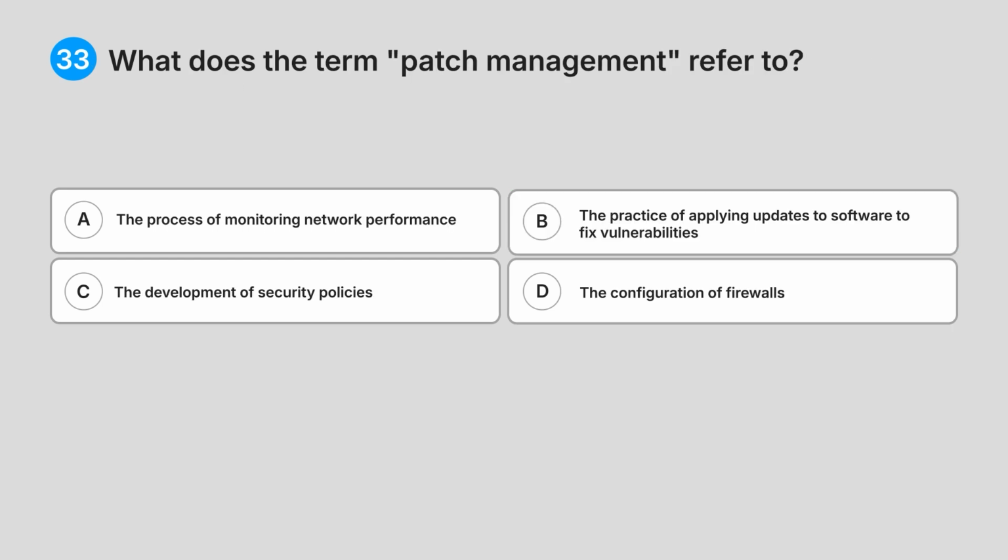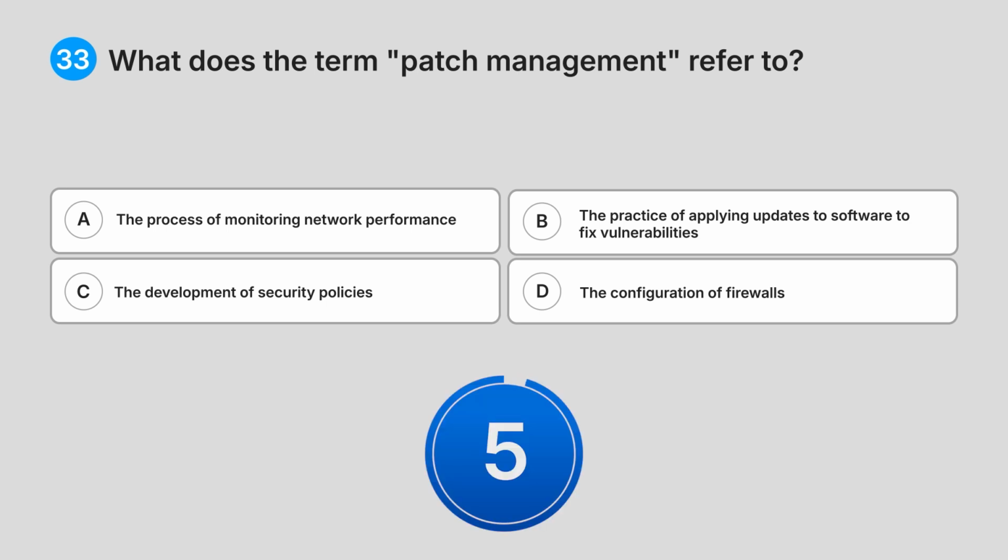33. What does the term patch management refer to? A. The process of monitoring network performance. B. The practice of applying updates to software to fix vulnerabilities. C. The development of security policies. D. The configuration of firewalls. Can you guess the answer?